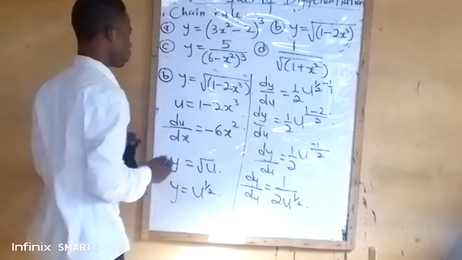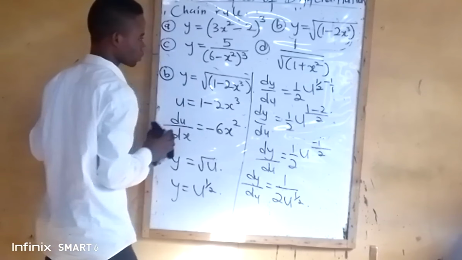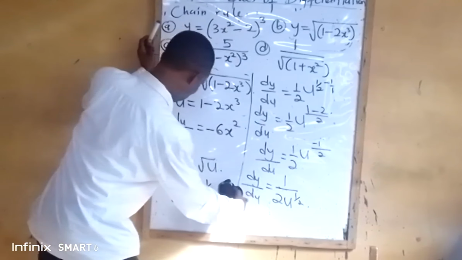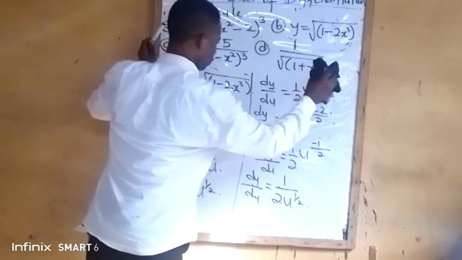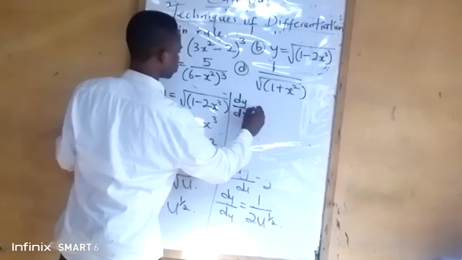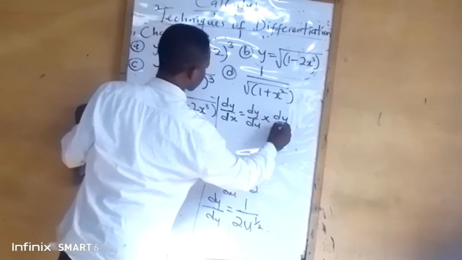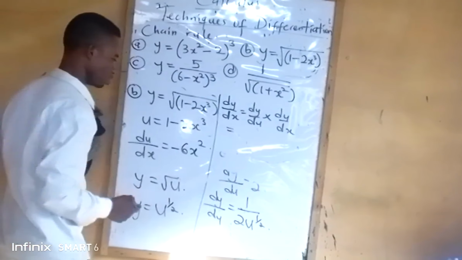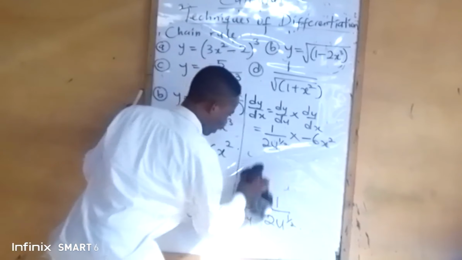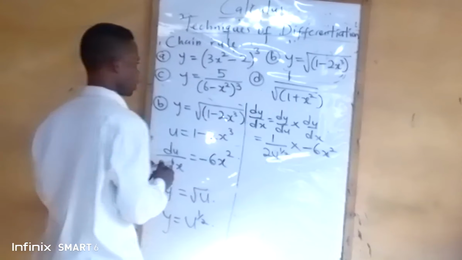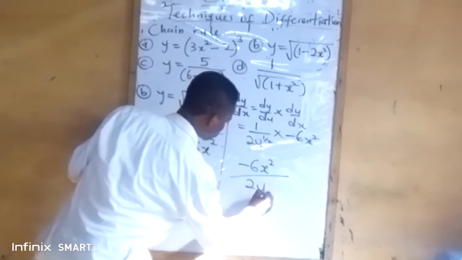So do not forget, we now find dy/dx. Since we have gotten our dy/du, we have gotten our du/dx, these are the two things we need. dy/du multiplied by du/dx. And what's our du/dx? This is minus 6x squared. So you multiply them together. That will give me minus 6x squared all over 2u raised to power 1 over 2.